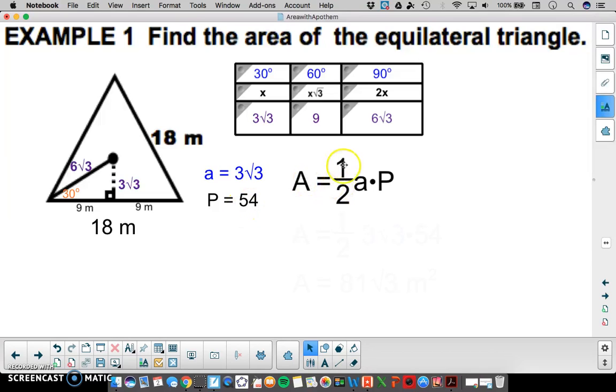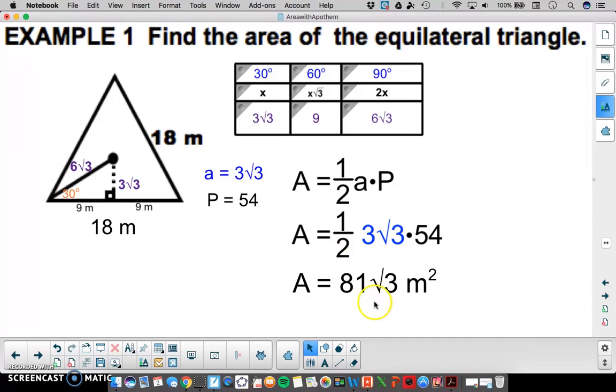So area equals 1/2 times apothem times perimeter. So 1/2 times 3√3 times 54. Remember when multiplying with radicals, we multiply inside times inside, outside times outside. So everything outside gets multiplied together. We have 1/2 times 3 times 54, which gives us 81√3, and it's in square meters.